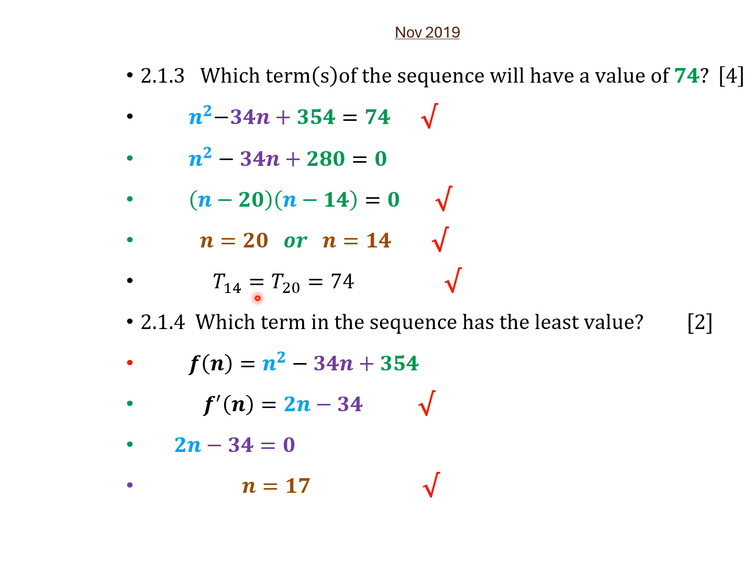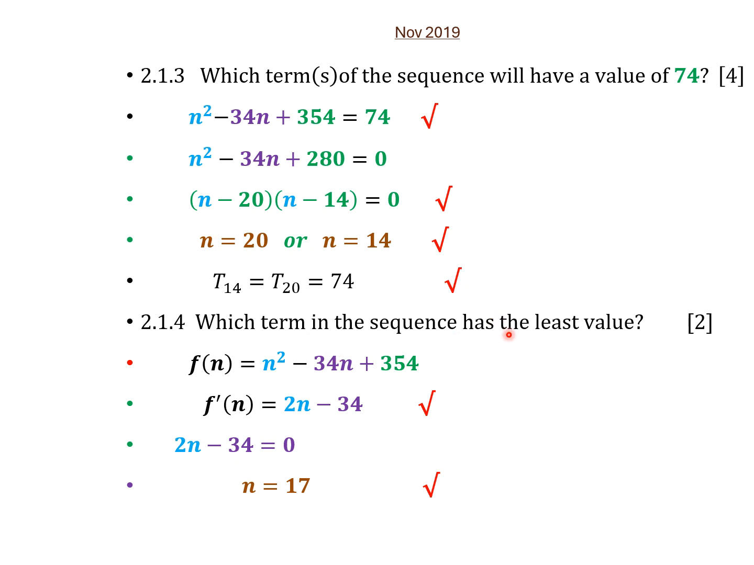Right, so here we have two terms: term 14 and term 20 both equal 74. One mark for substituting 74 correctly, one for finding factors, one for finding the two values of n, and one for writing the conclusion or correct statement.